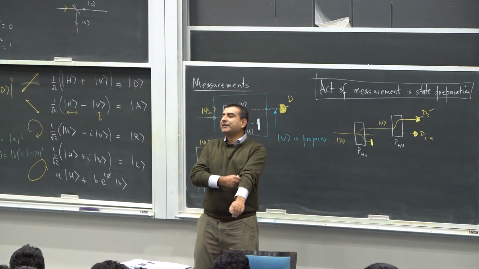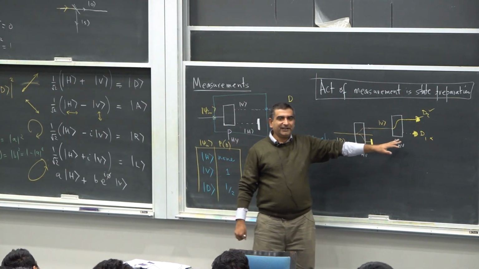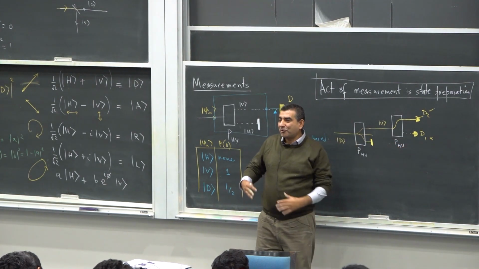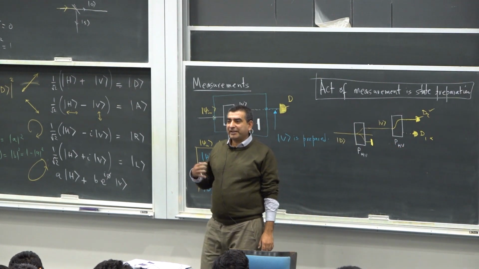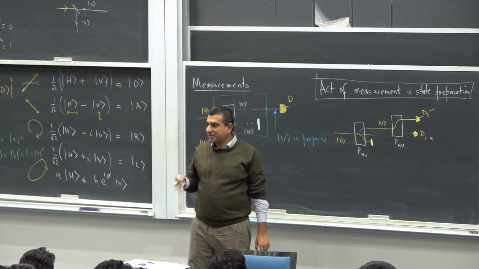All right. So now let's do something. This ket V, the state that you've prepared here, it appears that it has no ket H component inside it. It does not harbor any ket H inside it. It has no H character inside it.